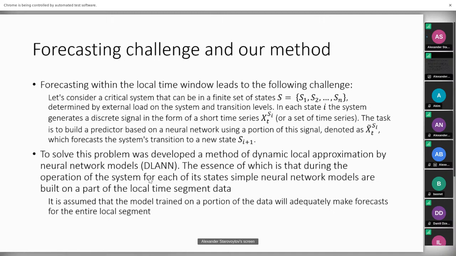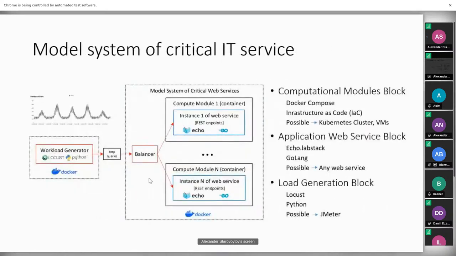To solve this problem, a method of dynamic local approximation by neural network models, DLN, was developed. The essence of it is that during the operation of the system, for each of its states, a simple neural network model is built on a part of the local time segment data. We assume that the model trained on a portion of this data will adequately make a forecast for the entire local segment.